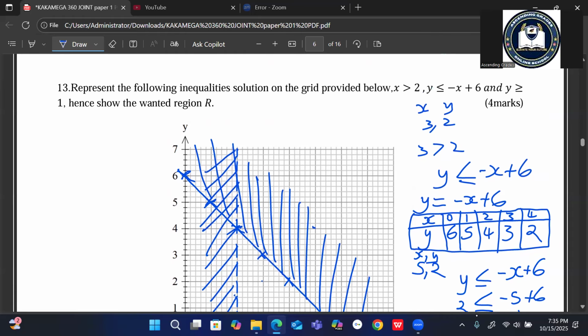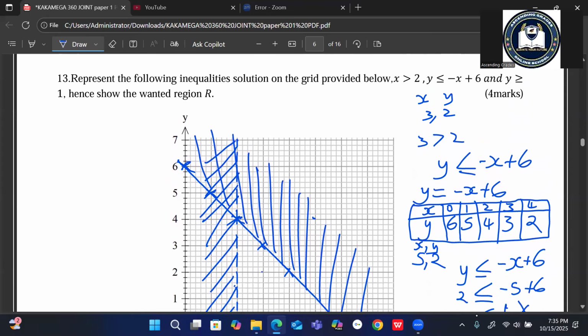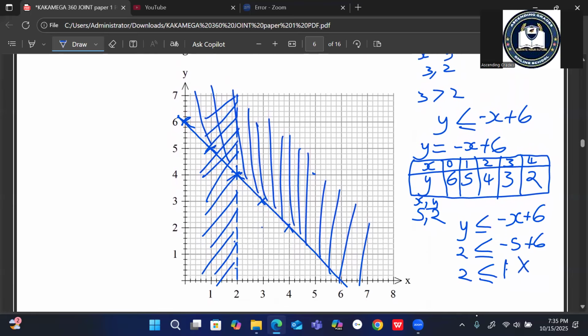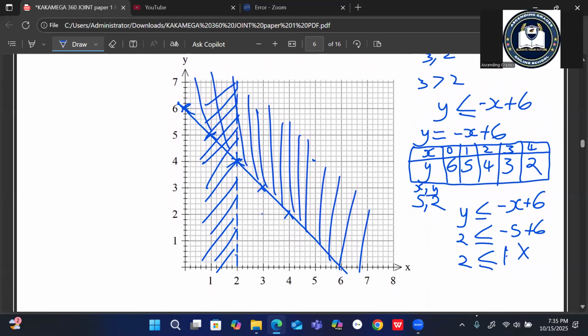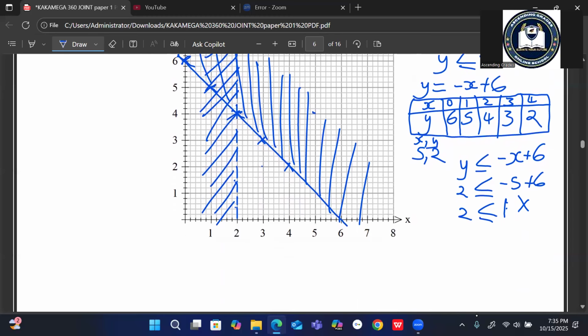Then we go to the last one. y is greater than or equal to 1. So we go to the y-axis and draw that line when y is equal to 1. Because it has an equal sign, it means that the line is a continuous one.